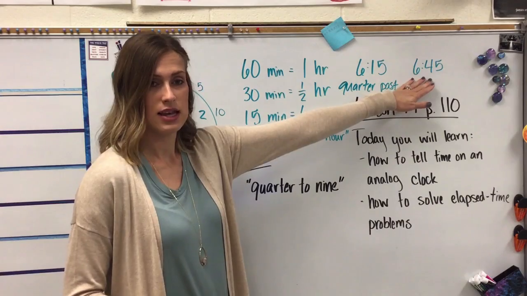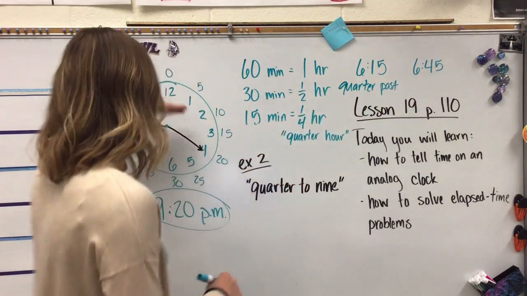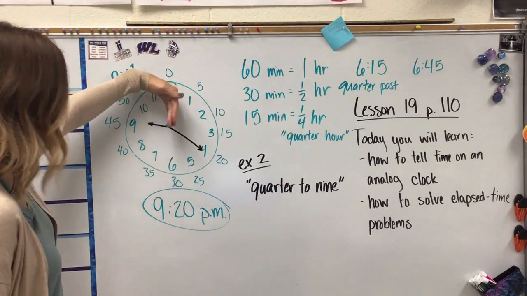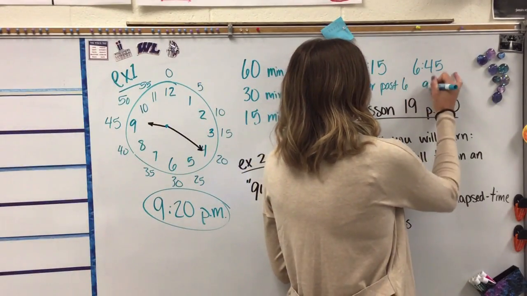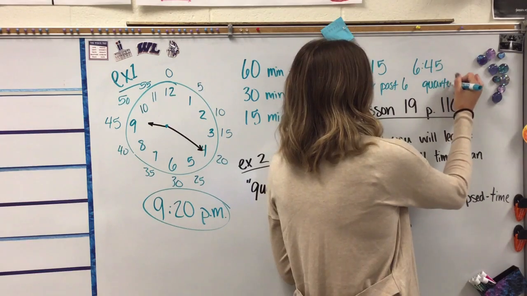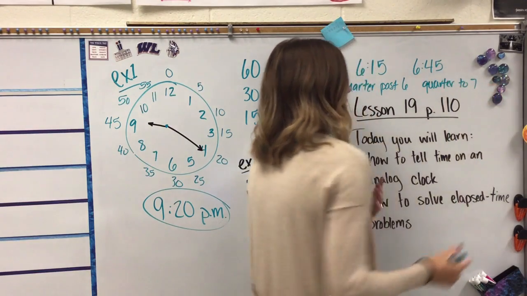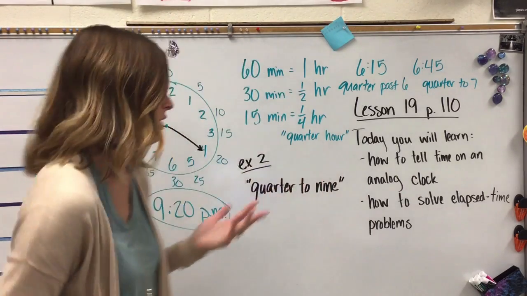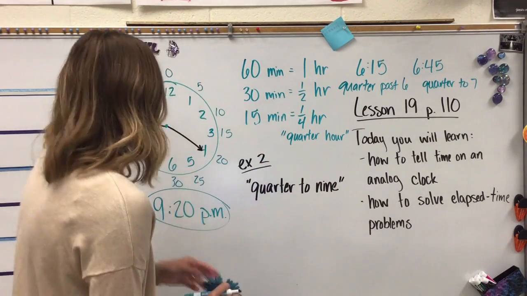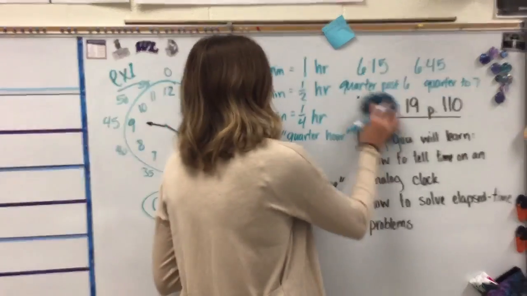Similar with 6:45. 6:45 is 15 minutes before 7 o'clock. So we can say it's a quarter to 7, right? It's only 15 minutes from 7. It's a quarter to 7. All right? So, using that information, let's look at example 2.